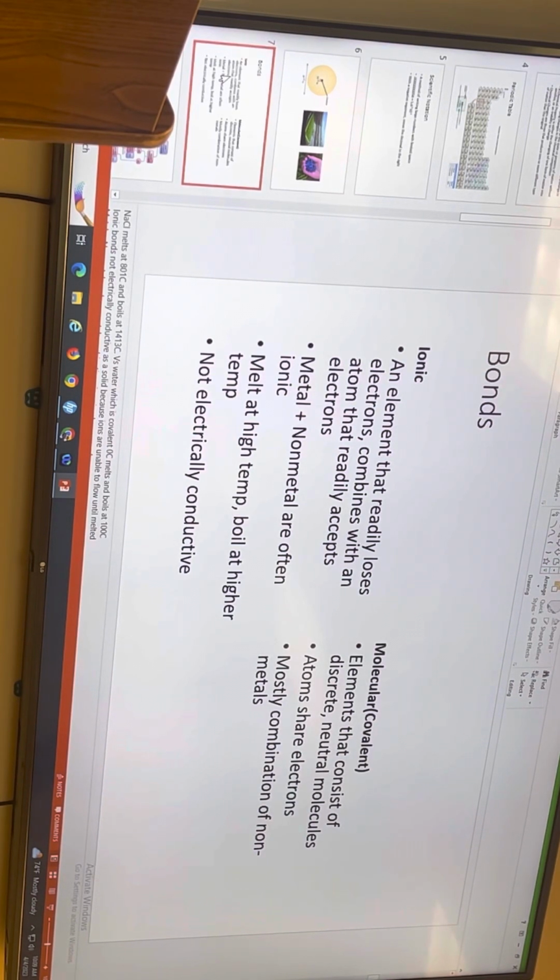Now when you have ionic bonds, because of the nature of the bond where chlorine is taking the electron from sodium, they're gonna have a higher melting temperature and a higher boiling temperature because the bond is stronger than a covalent bond. They're not gonna be very electrically conductive because of the strength of that bond. With weaker bonds, they're gonna have more electrical conductivity. Sodium chloride melts at 801 degrees Celsius and boils at 1,413 degrees Celsius. Versus water, which is a covalent bond, which melts at 0 degrees Celsius and boils at 100, right?